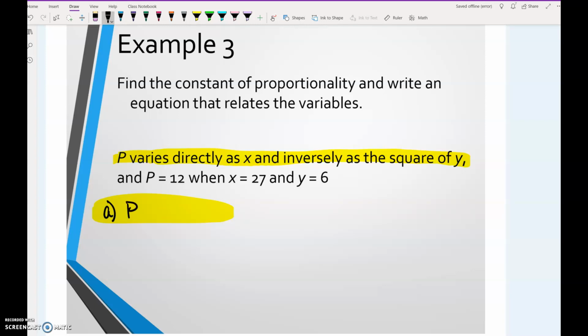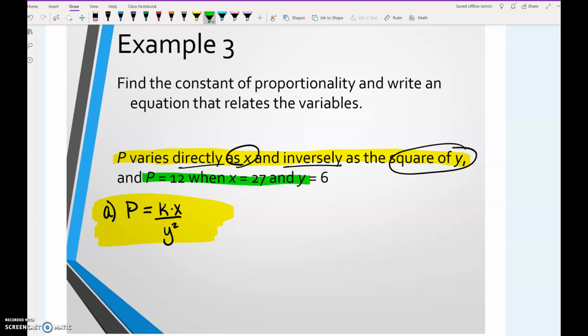P varies directly. What does directly mean? K times what? X. And then it says inversely. Inversely means K divided by. We already have the K, so put the divided by underneath the K. Divided by Y squared. So even though that looks pretty complicated, was it really all that bad? No, it wasn't.